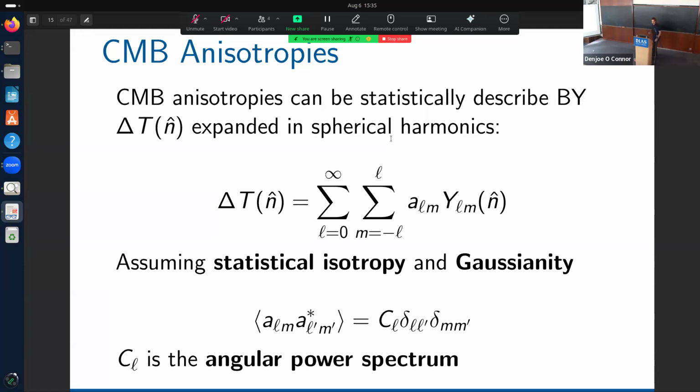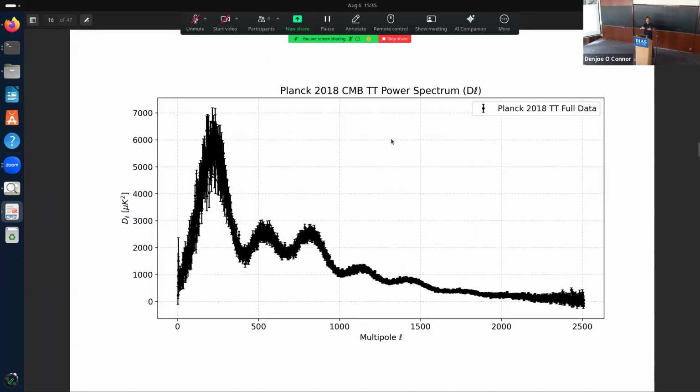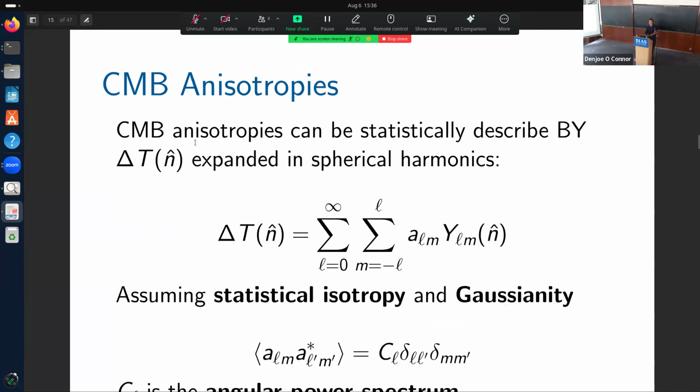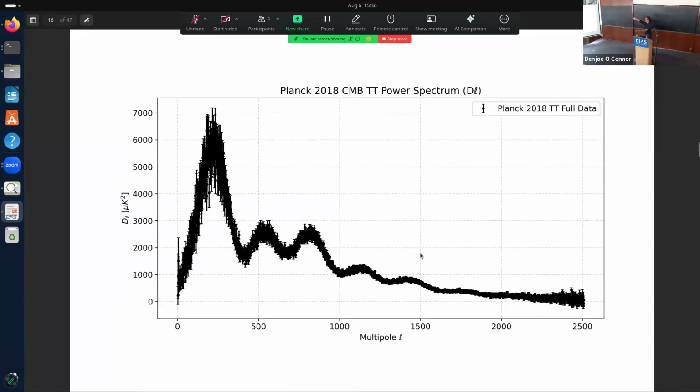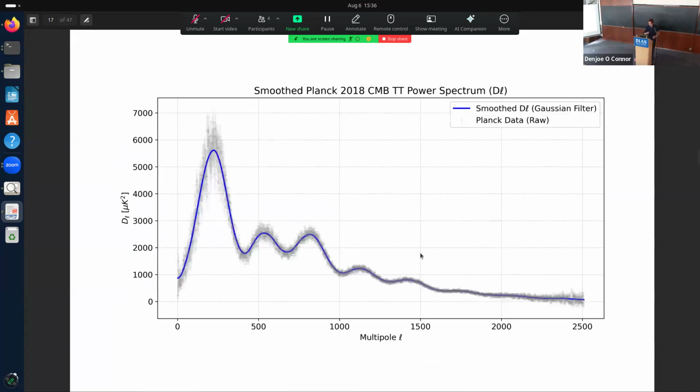C_l is basically the holy grail of cosmology. The Planck experiment in 2018 went and made an observation of the sky, measuring the temperature anisotropies. They used spherical decomposition, calculated these coefficients, and with them calculated the angular power spectrum, and they came up with this beautiful curve, which, if we smooth it, gives us the underlying curve that describes this.